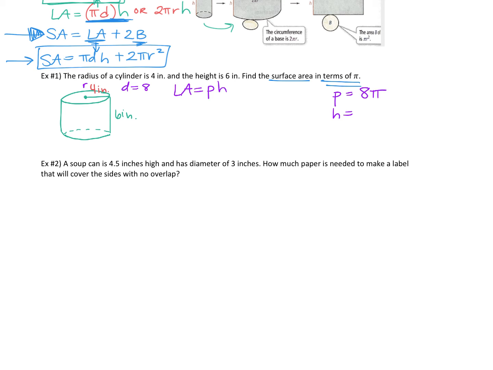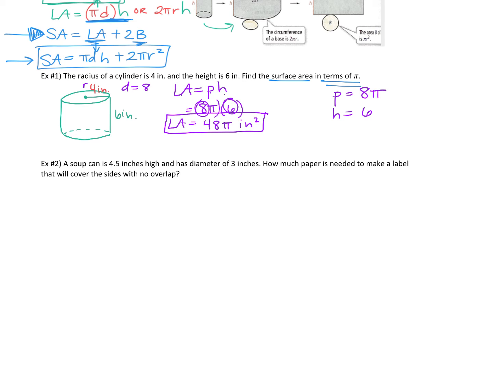So your perimeter is pi times diameter, or 8 pi. What's H right now? 6. Okay, so if I'm doing perimeter times height, I'm doing 8 pi times 6. What is that? 48 pi. So your lateral area is 48 pi square inches, okay? Notice we didn't plug the pi in. We multiplied the numbers times pi, right? 8 times 6 is 48. Then attach your pi square inches. Okay, so that's your lateral area.